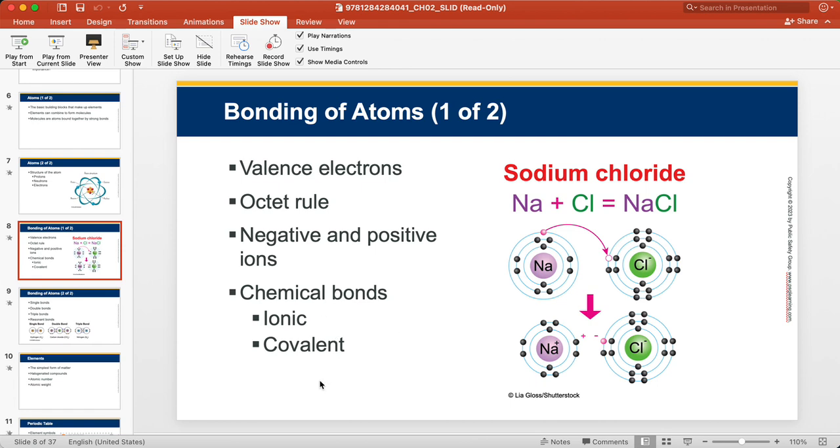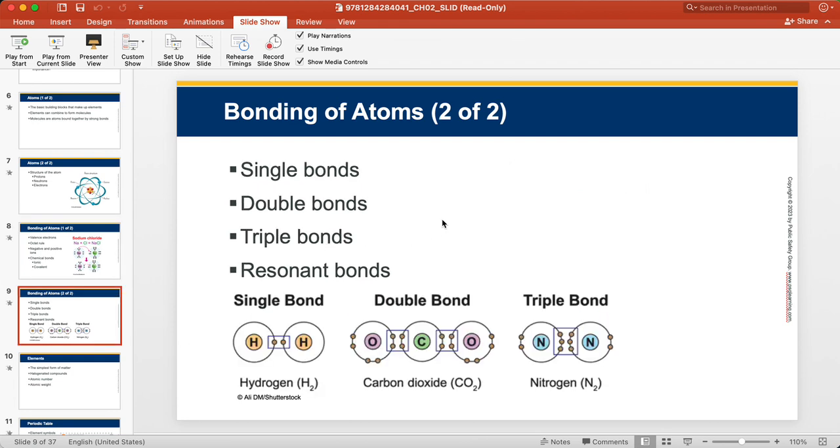The basic chemical bonds that we see out there are ionic and covalent, and we're going to talk about that in just a second. You can see when they combine together, we have that positive and that negative, and they're sharing that electron so that they bond together. They want to stick together. You have different types of bonds: single, double, triple, and resonant bonds.